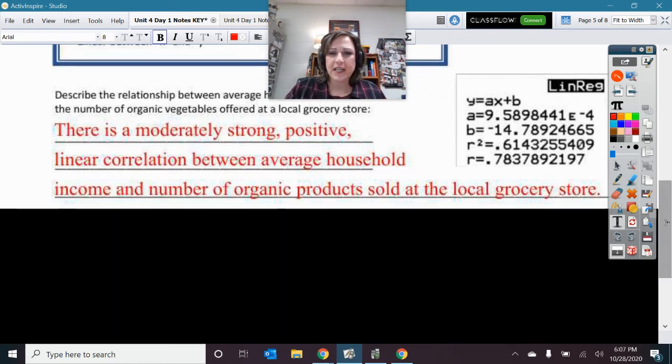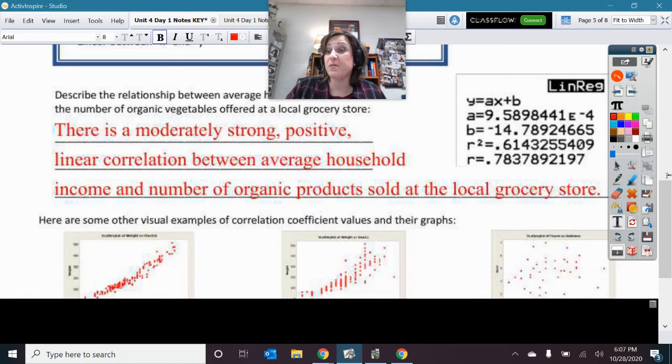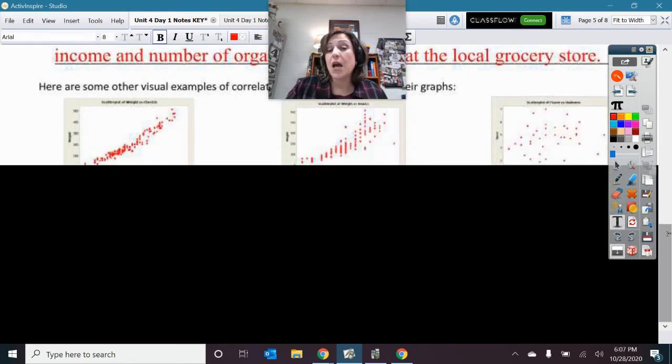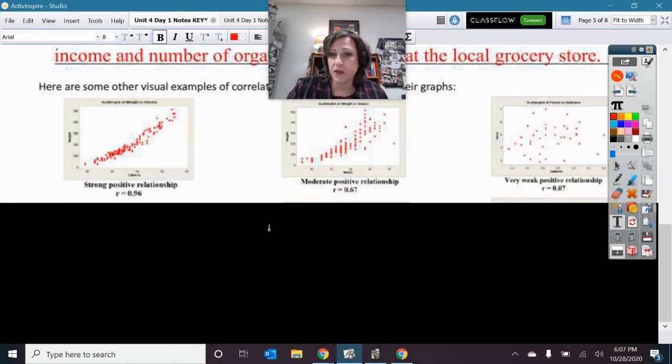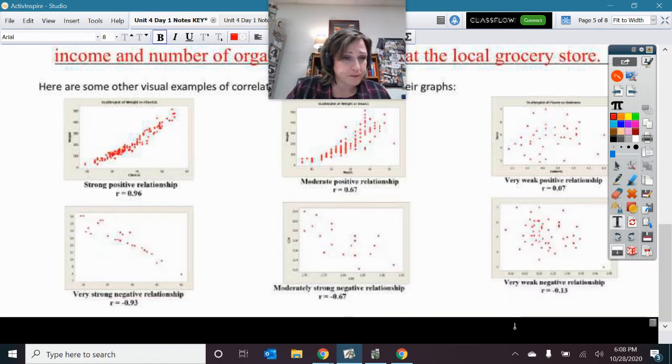Okay, that's our relationship. Now, I think I have a couple other examples. Here are some other graphs, so you can see what the graphs look like with those types of number values that go with them. Here was a strong positive, 0.96. Here was a moderately positive, 0.67. Here was a weak positive, 0.07. I don't even know if I could say there was a positive at all to that. That pretty much just looks like about 0. Here are some negative ones. Negative 0.93. Negative 0.67. Interesting how this negative 0.67 looks about like that one.